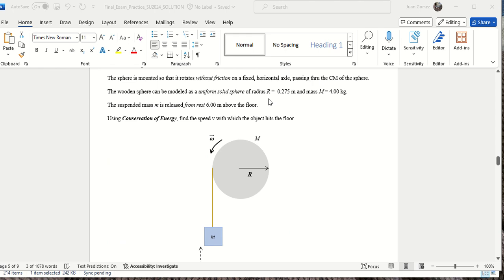Now remember, uniform solid sphere. We're modeling the wooden sphere as a uniform solid sphere, radius large R, mass large M.